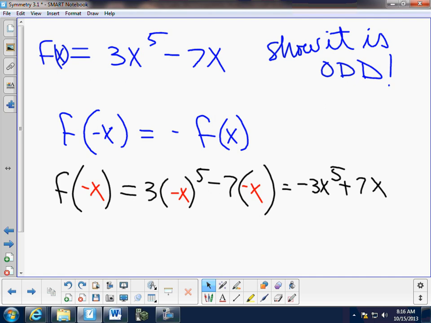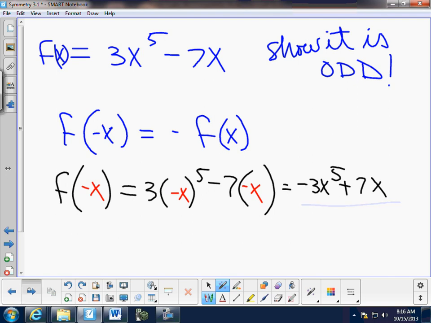Let me start off by finding this guy first. Take out the x, and everywhere you see an x, put in negative x. Get an answer. So that's f of negative x. Tuck that aside somewhere on your paper.